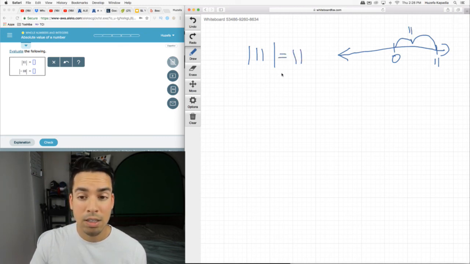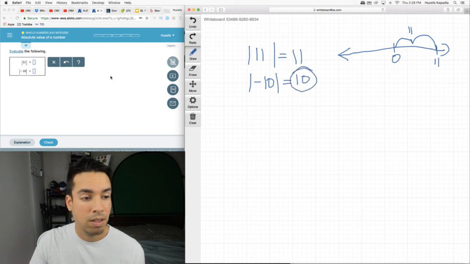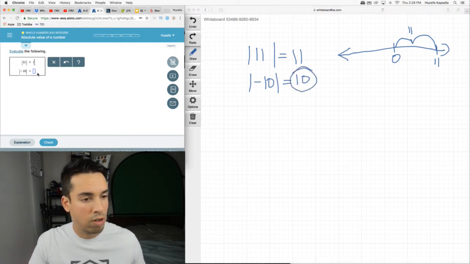The other way to think about it is, it's the positive version of this number. Since 11 is already positive, the absolute value of 11 is positive 11. The absolute value of negative 10, well, it's a positive purifier. What comes out is positive 10. And there we go. So our two answers are 11 and 10.